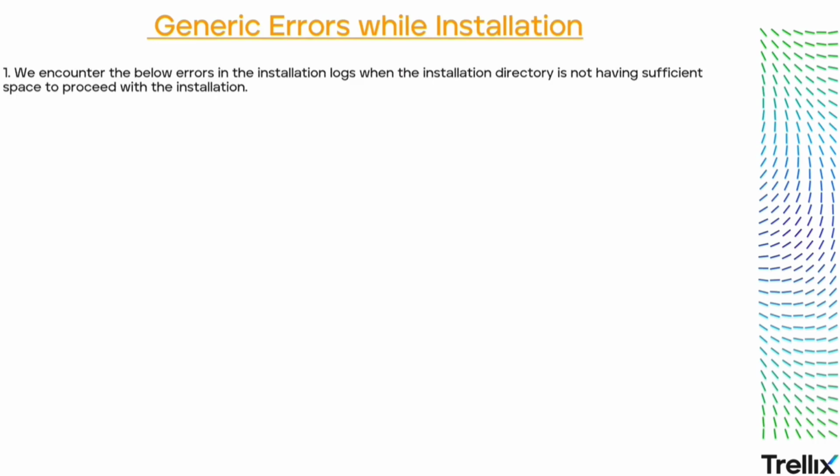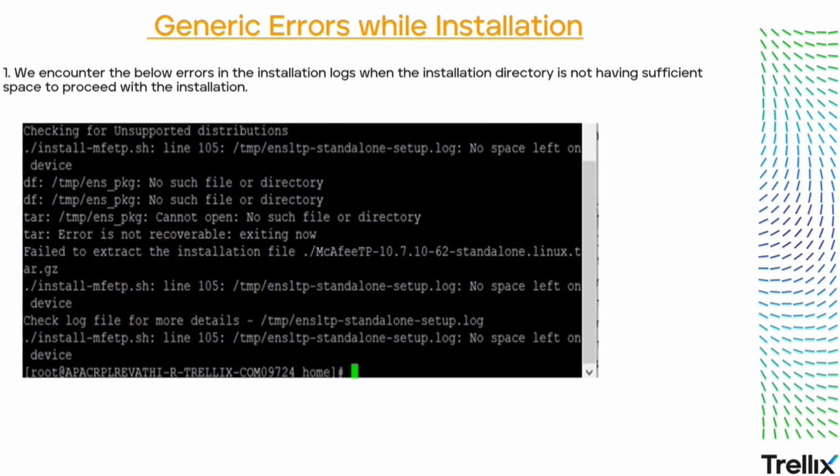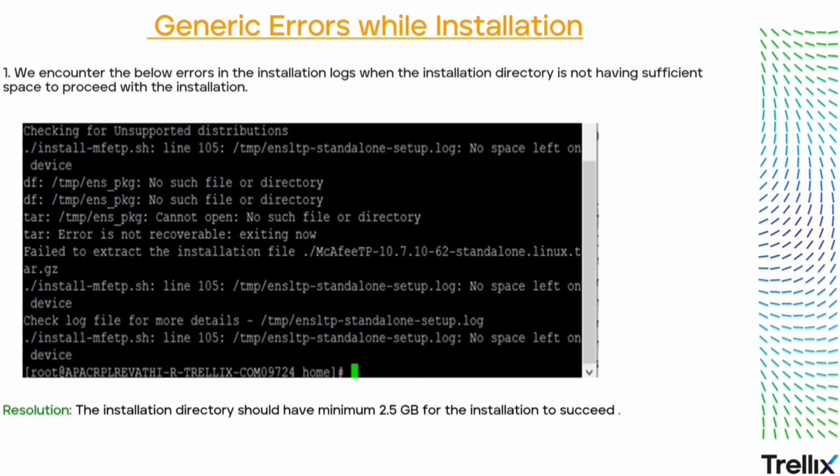The next topic which we would be discussing in today's session is generic errors while installation. There are certain error messages which we usually see at the time of installation. Under the install log, we sometimes see a message stating no space left on the device. Before we proceed with ENSL installation, we have to check for the space availability in the machine. If the device is running out of space or if we have less space than the requirement, we end up seeing the message as per the screenshot. Hence, Trellix always recommends having 2.5 GB of space in the installation directory for the successful installation.